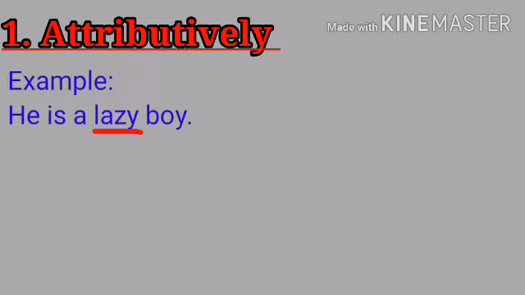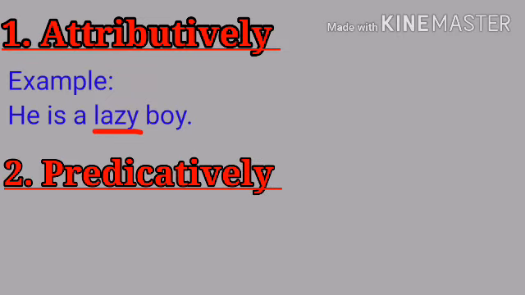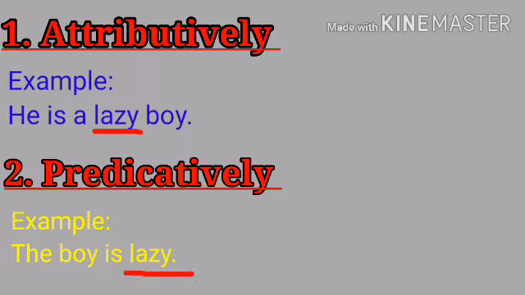Adjective can be used along with verb, which is called as predicatively. For example, the boy is lazy. Here, the word lazy is adjective and the verb is, and it's used along with the verb is. Therefore, it's used as predicatively.